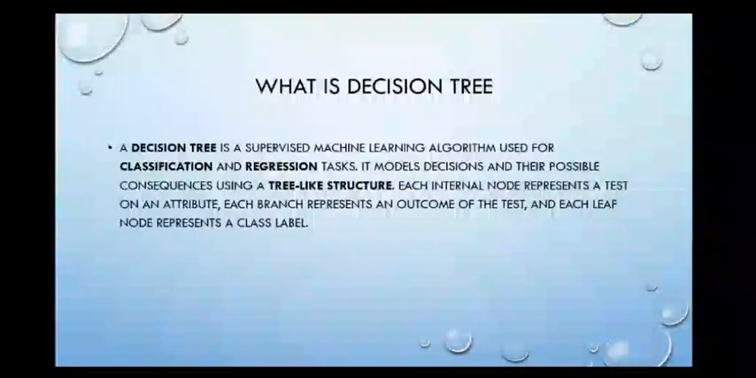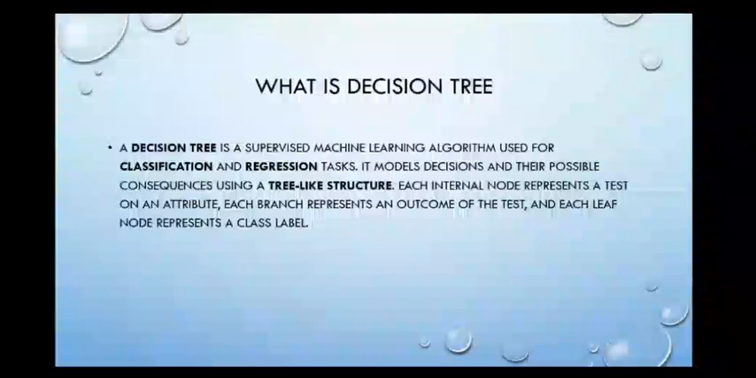A decision tree is a supervised machine learning algorithm used for classification and regression tasks. It represents decisions and their possible consequences using a tree-like structure. Means a decision tree is a classifier in the form of a tree-like structure. It splits data into subsets based on the value of an input feature, and each internal node represents a test on a feature, branches represent the outcome of the test, and each leaf node represents a class label.